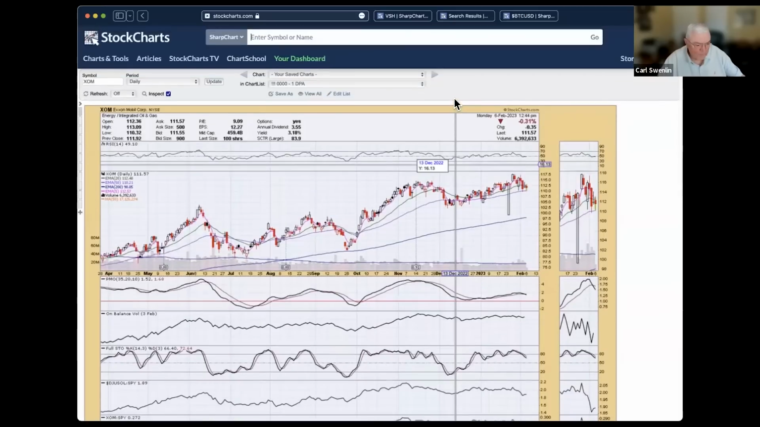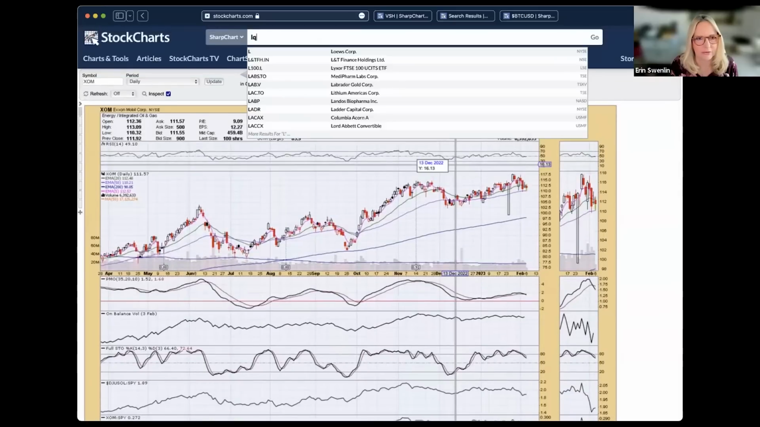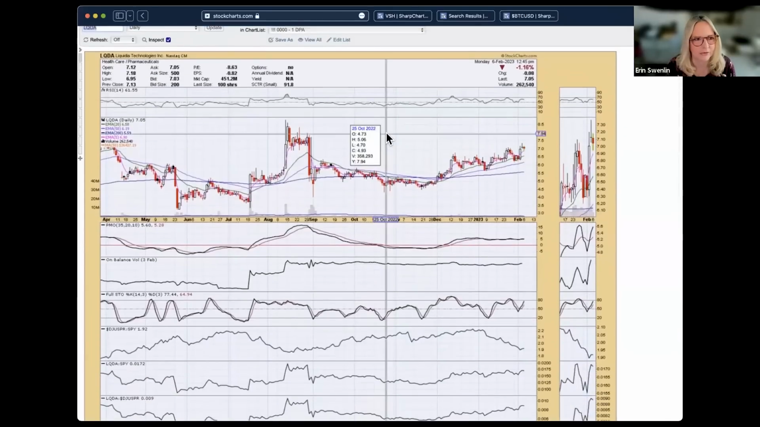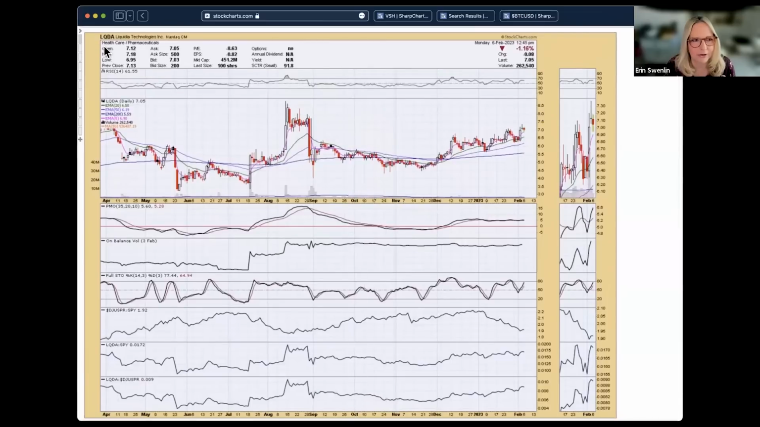LQDA. Liquidia. Interesting. Pharma. Okay, so healthcare, we already saw not good. Pharmaceuticals, not bad right now. I mean, relative strength wise, they're not very good.